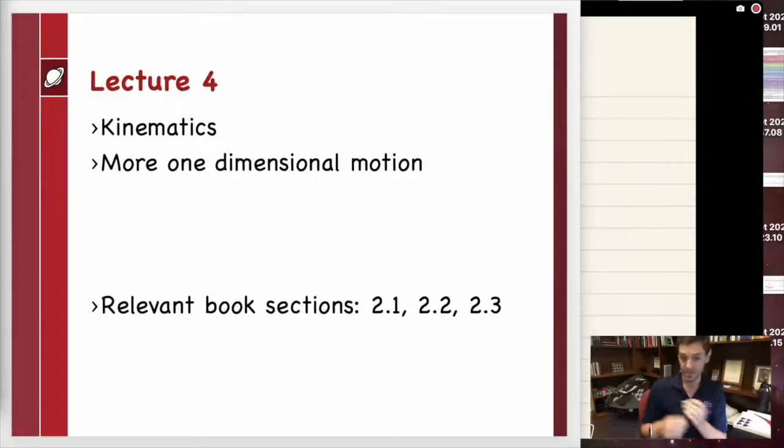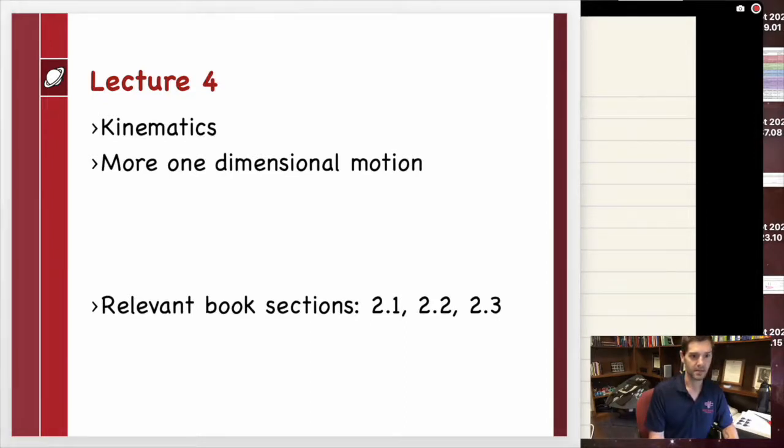All right, welcome back. Let us wrap up this first week of lectures. So we're going to continue more with talking about one-dimensional kinematics. We just introduced the idea of average velocity last time. We're going to build more upon that today.